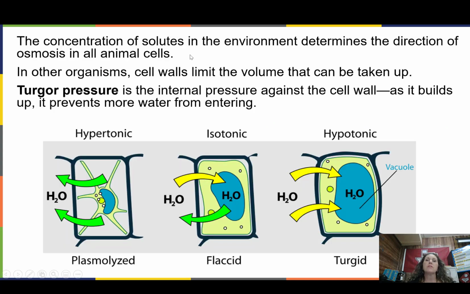The concentrations of solutes in the environment determines the direction of osmosis. In organisms with cell walls, the cell wall is going to limit the volume that a cell can take up. So turgor pressure is the internal pressure, just what I was saying, between the cell membrane and the cell wall.